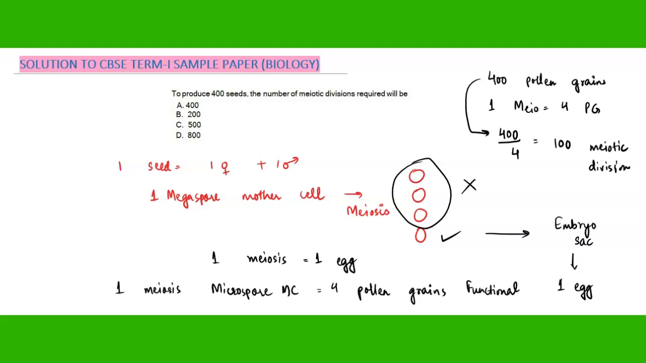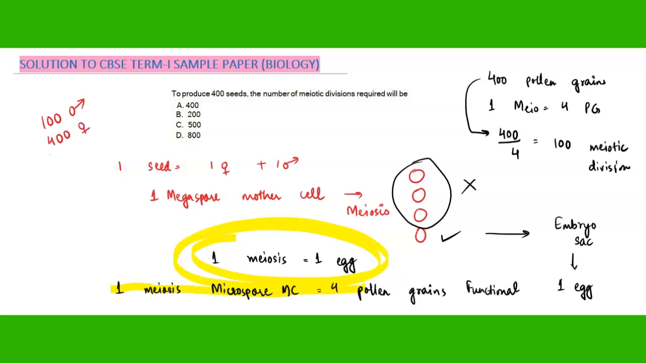Now we have already seen that one meiosis will result in one egg, this one, the circled one. So our calculation will be 100 for the male gamete and 400 meiotic divisions for forming 400 eggs.